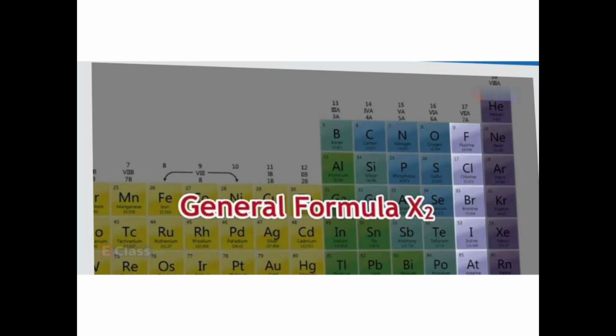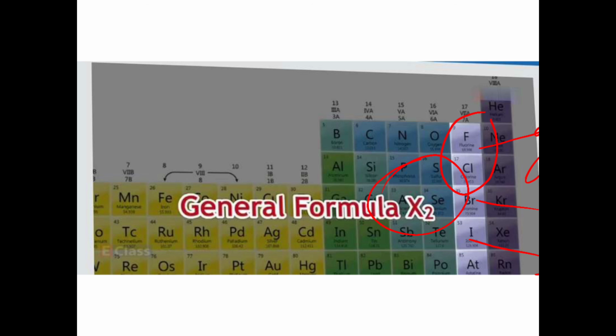Now let us see gradation in the halogen family. Group 17 contains all the members of the halogen family. All of them have the general formula X2. A gradation is observed in their physical state as you go down. For example, fluorine and chlorine are gases. Observe this, fluorine, chlorine. They are gases. Bromine is liquid, while iodine is in a solid state.